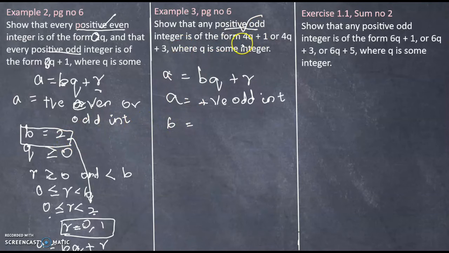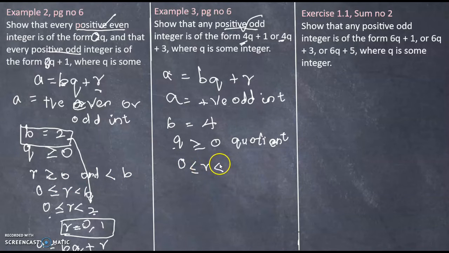So the value of b will be 4. And then q. q is greater than or equal to 0. It's a quotient. And then r, same as before: r will be greater than or equal to 0 and less than b.